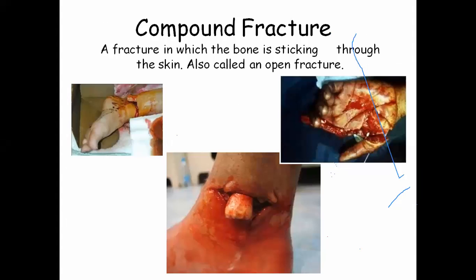Now coming to the compound fracture, a fracture in which the bone is coming through the skin. It is also known as the open fracture, like we studied in the first two slides. So an open fracture is also known as a compound fracture.